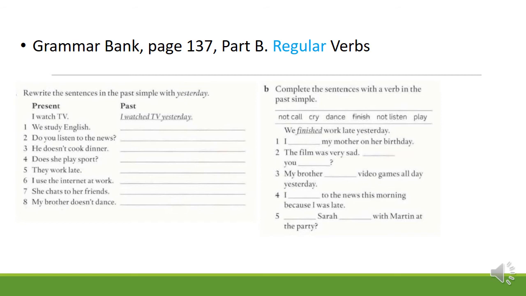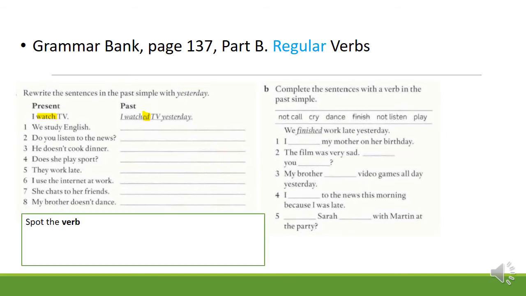The first thing to do is to point out the verb, watch. Watch is a regular verb. That's why, to turn the verb into past, we add ed. To complete the exercise, you need to consider a couple of things. First step, spot the verb. You have to find the verb. It's a good idea to highlight the verb.